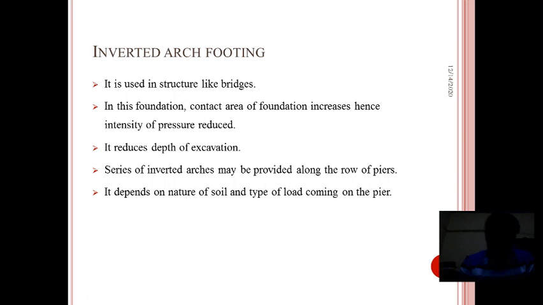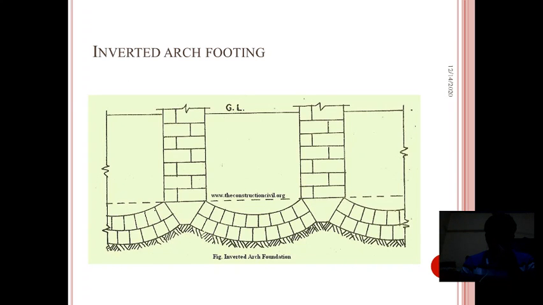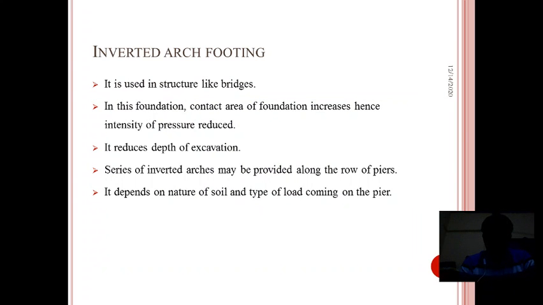In the next figure you can observe very clearly how it will be. So this is an inverted arch footing provided. What we are seeing, the vertical structure, is piers at the last ends, at the abutments. We will call the end supports abutments and the in-between supports piers. You can observe that.